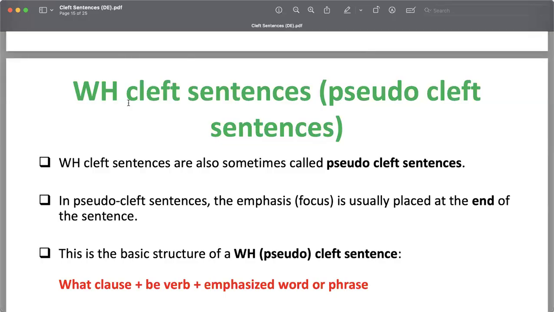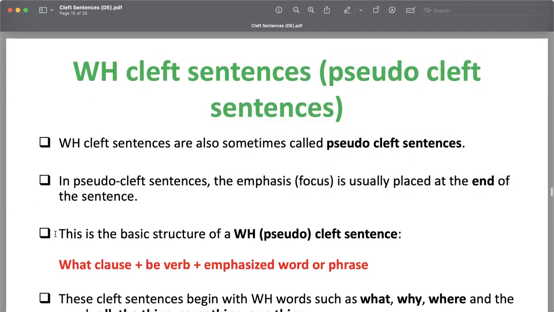Okay, our next one is WH cleft sentences. We call them pseudo cleft sentences, right? The pronunciation is "pseudo". WH cleft sentences are also sometimes called pseudo cleft sentences. In pseudo cleft sentences, emphasis and focus are usually placed at the end of the sentence. That is what you have to understand here.